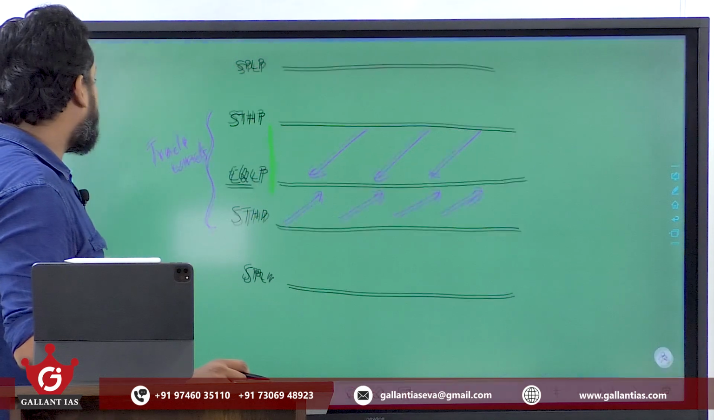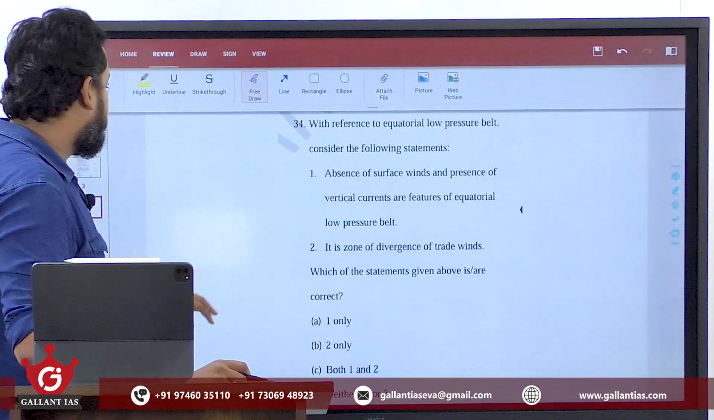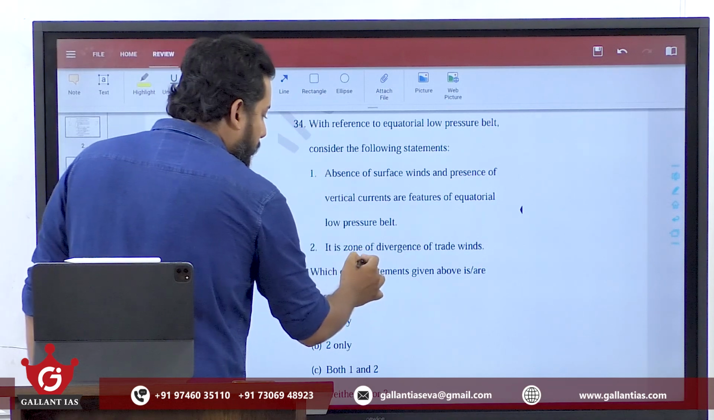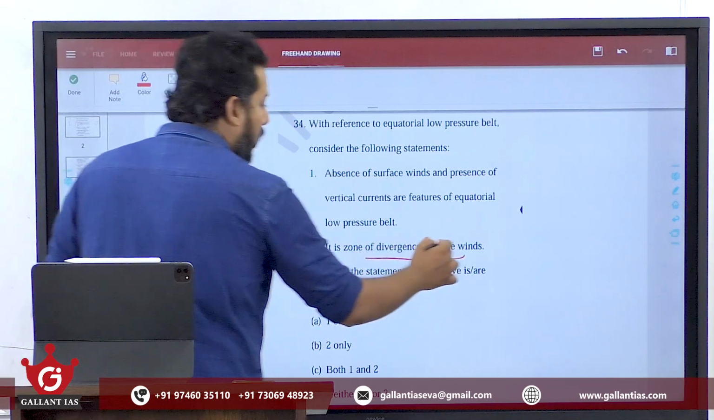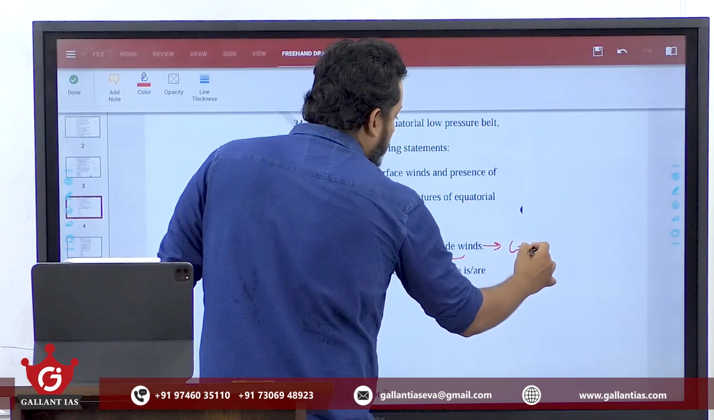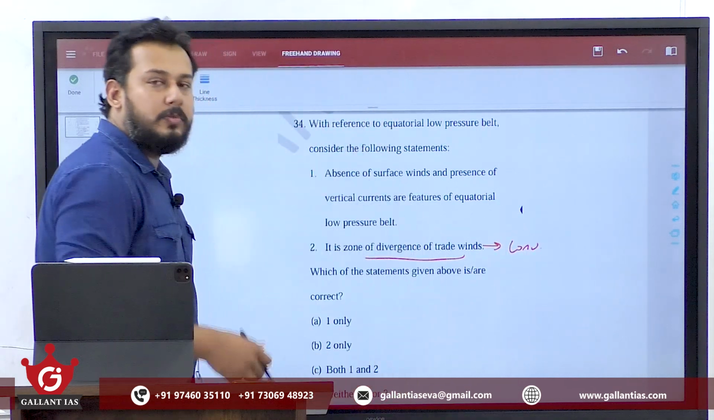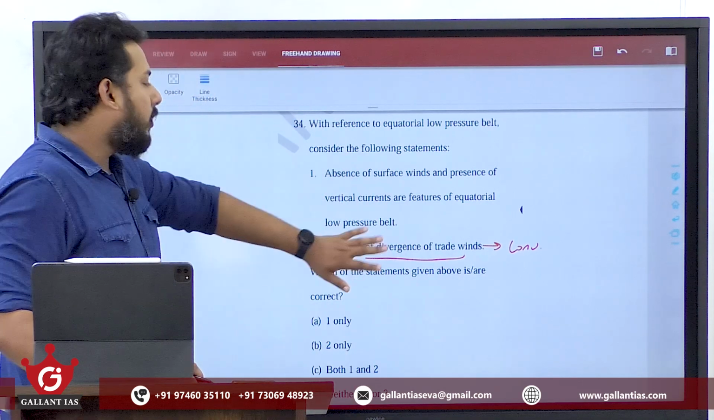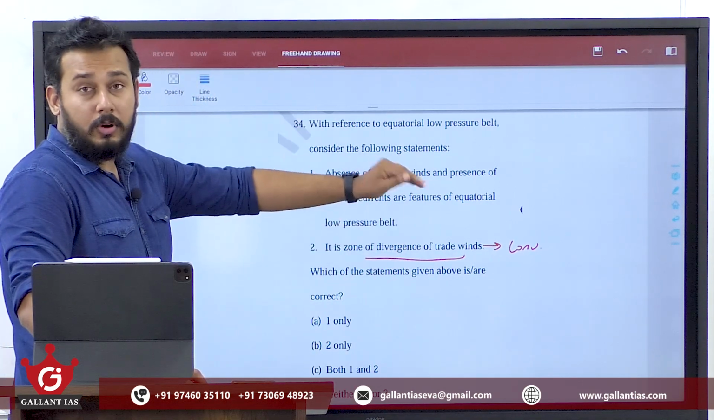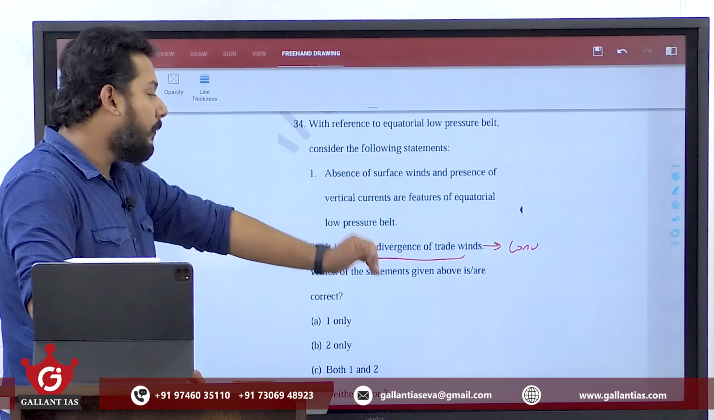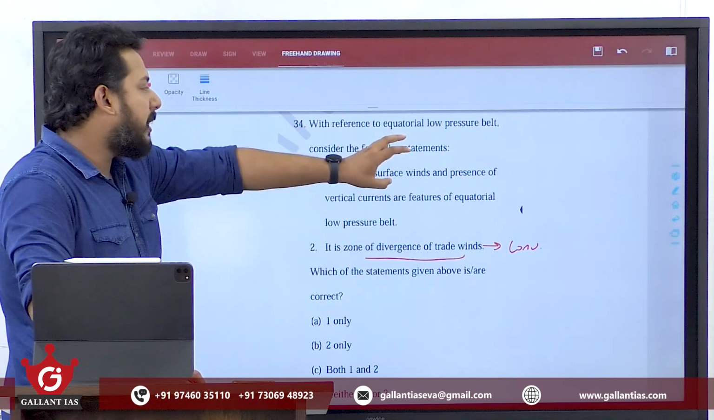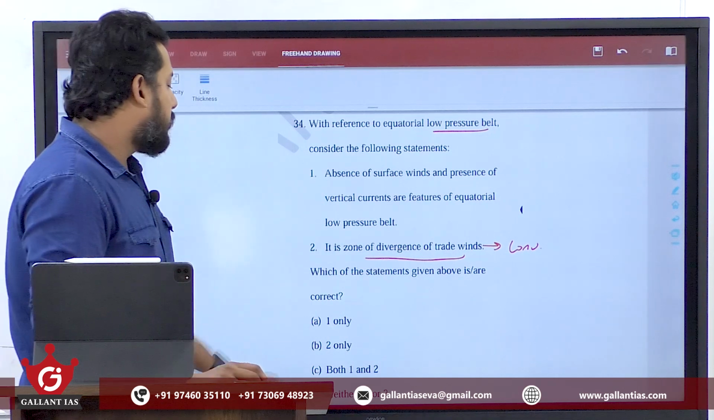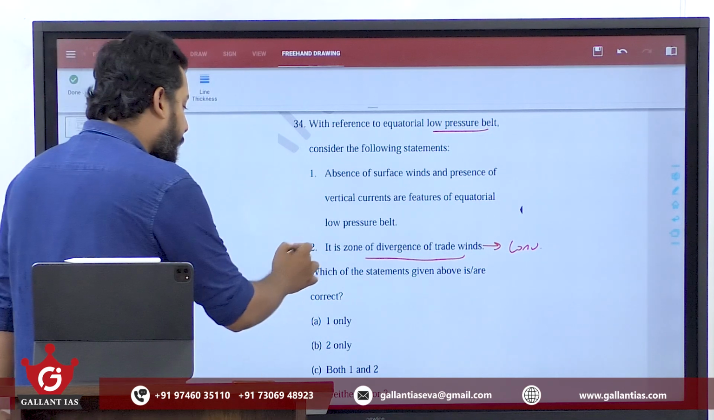So, moving back to the question. It's a zone of divergence of trade winds. No, it's not a zone of divergence. It's a zone of convergence. Just think, low pressure means wind will be moving towards that, so it will be a region of convergence. Even if you don't remember the concept of trade winds, you can just apply that it is a low pressure belt, so it will be convergence of winds. So the second statement is wrong.